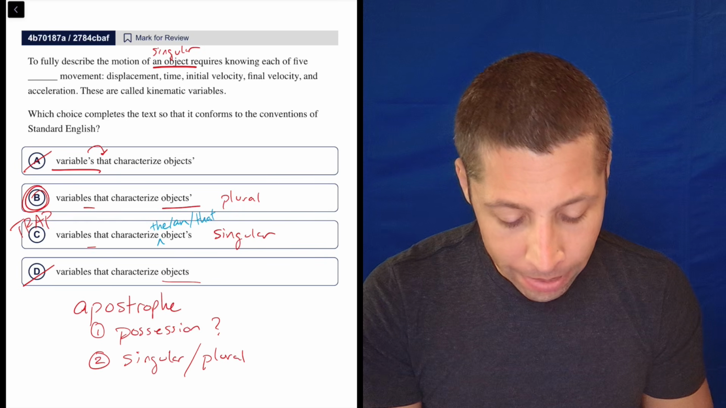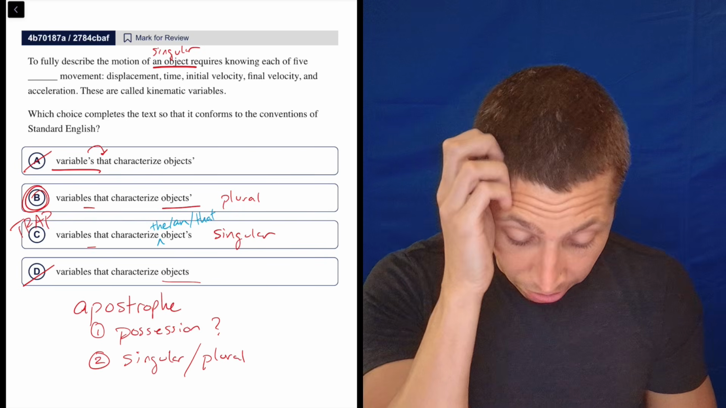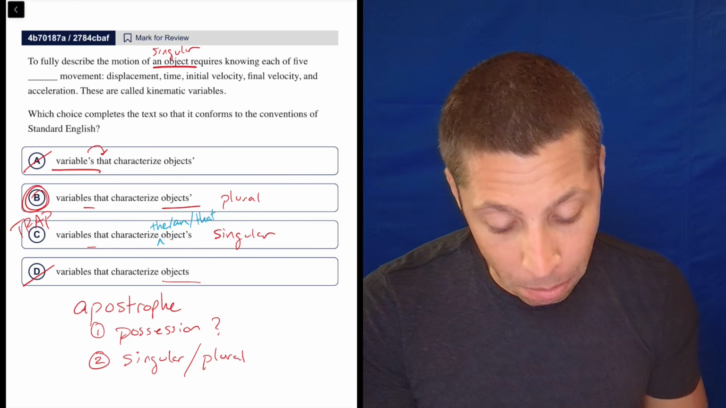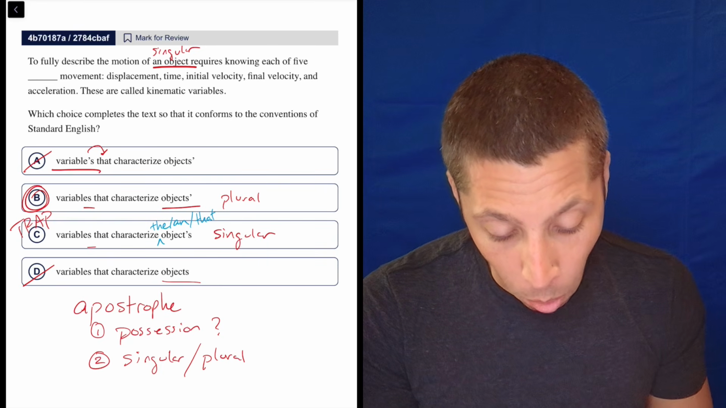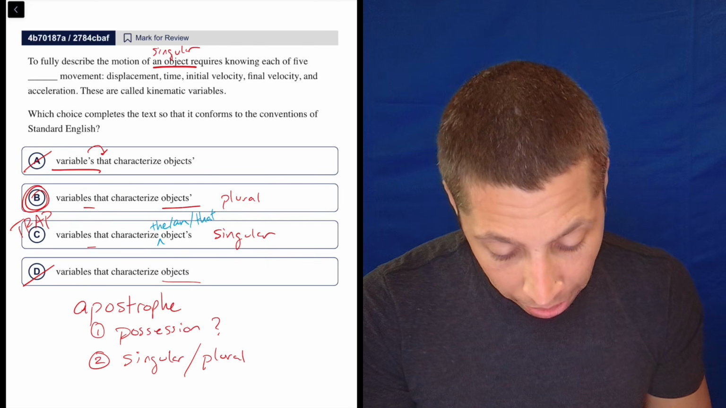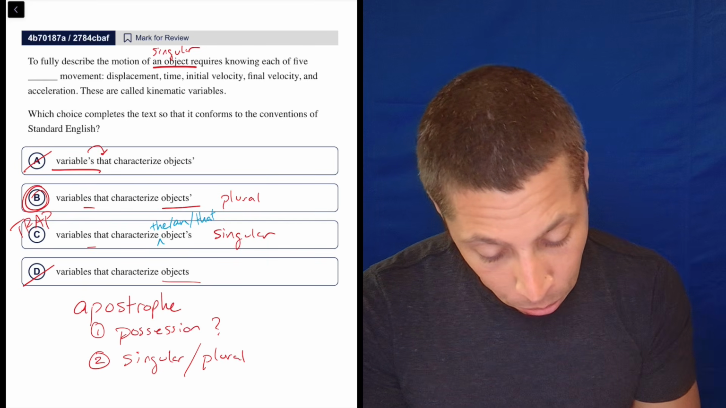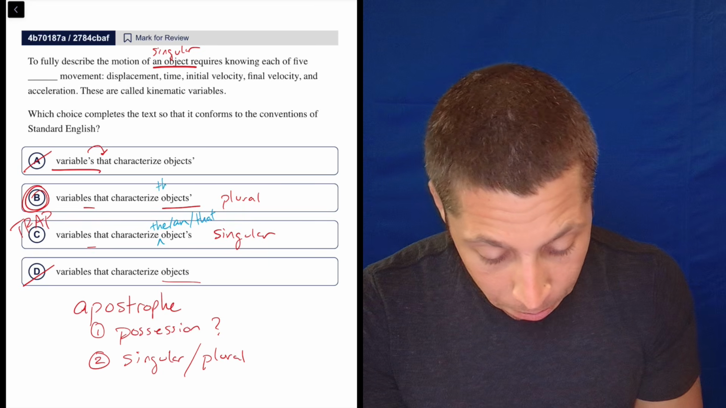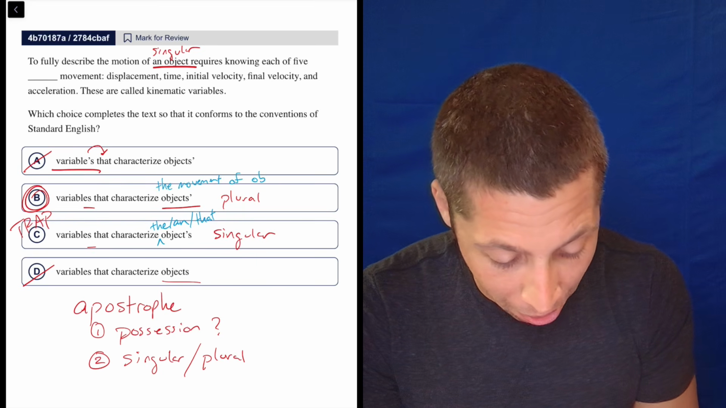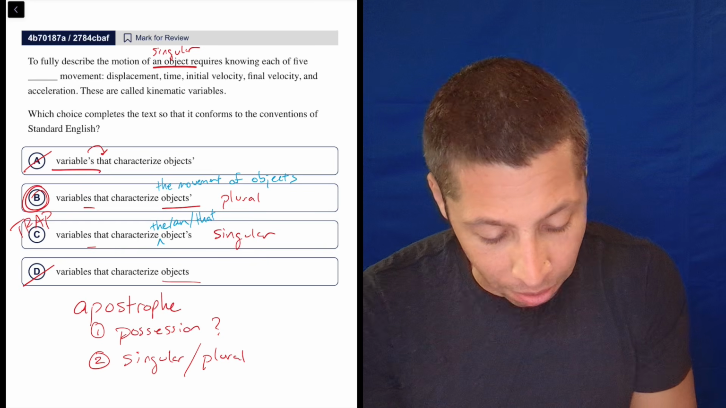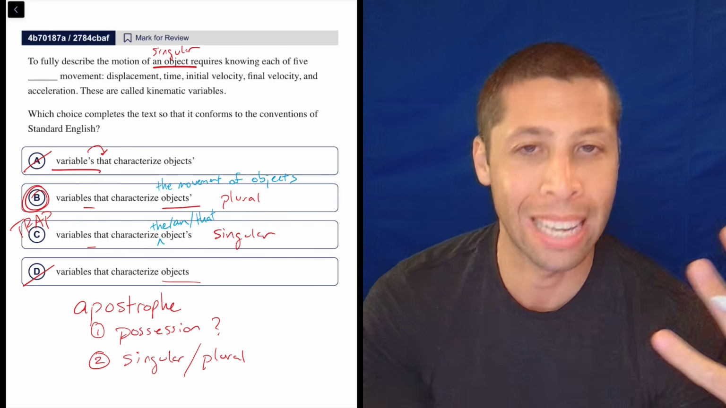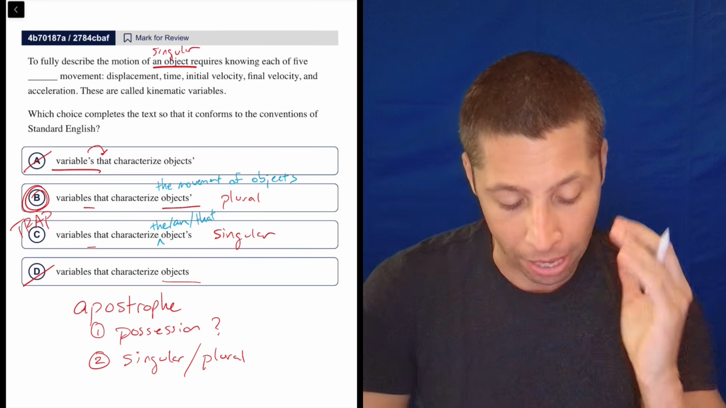Another way to maybe do this is maybe we can kind of flip things. I don't even know if this is going to work. To fully describe the motion of an object requires knowing each of 5 variables that characterize, we could flip it to something like the movement of objects, right? Because the word of is basically doing the same thing that an apostrophe does in English. It shows possession. Something is of something else, belongs to something else.